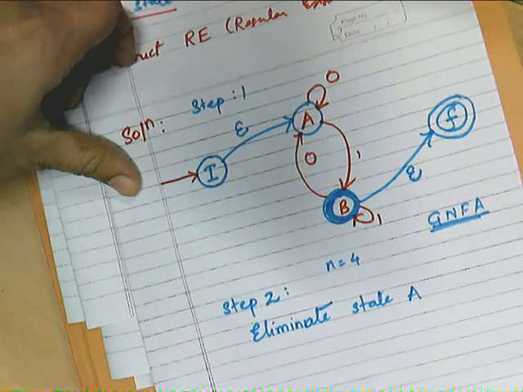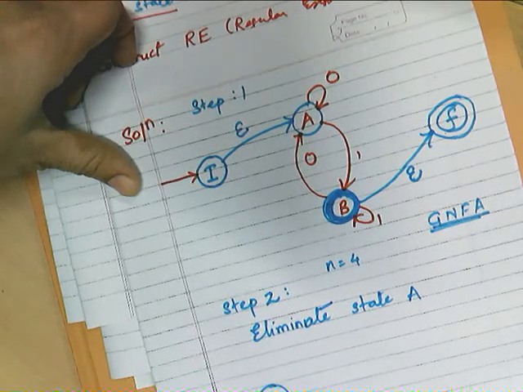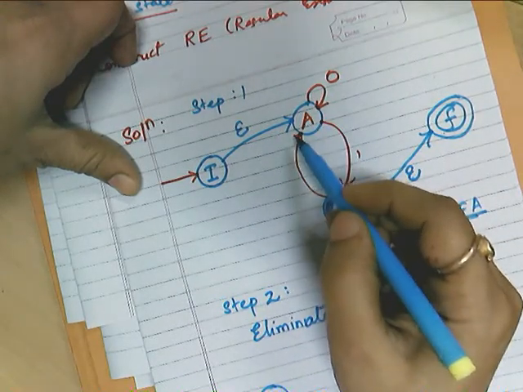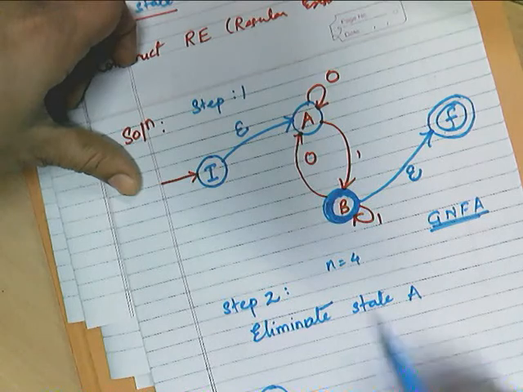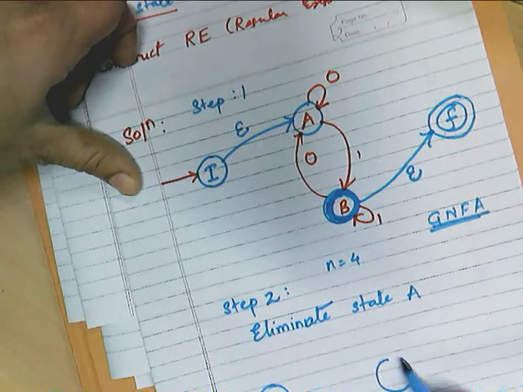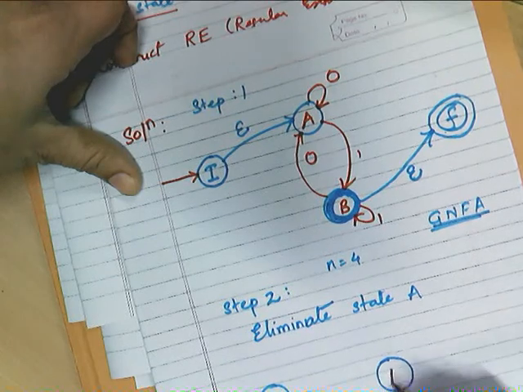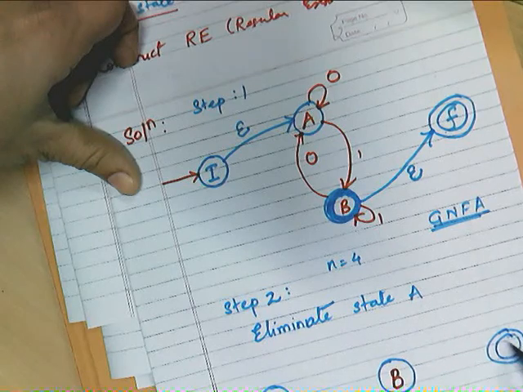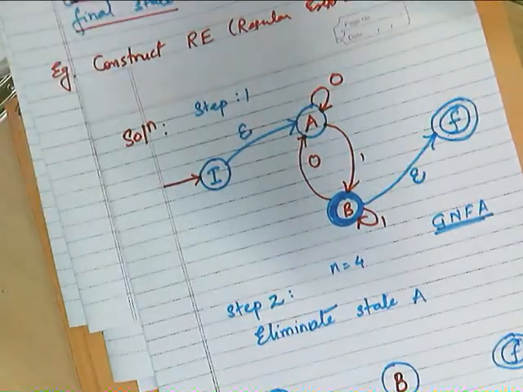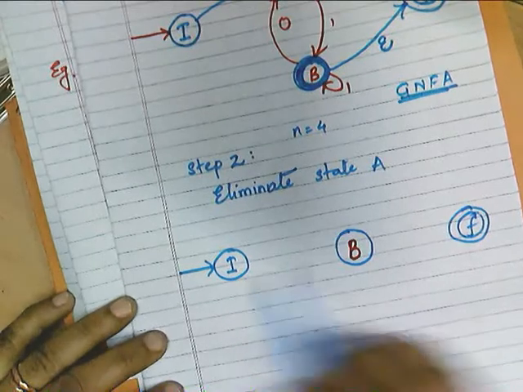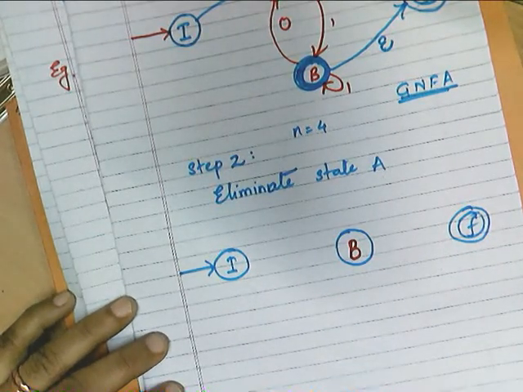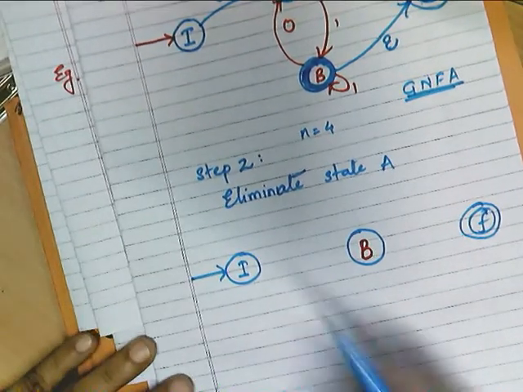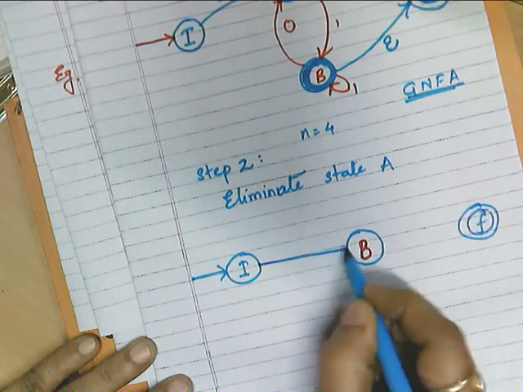So how to eliminate state A? As it is written, this will be my initial state. From the initial state, now A will not be there. So if A is not there, that means B still exists, and then there is also a final state which is available. So now there are only three states remaining: initial, B and F. Now what edges are to be included? What expression should we write? Now see what I am writing.